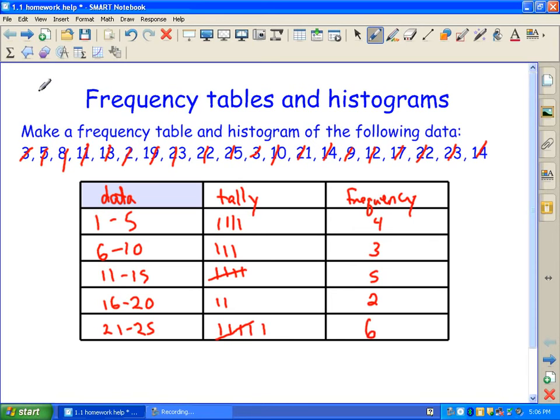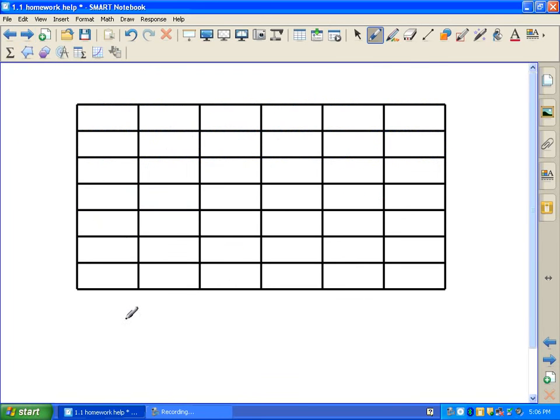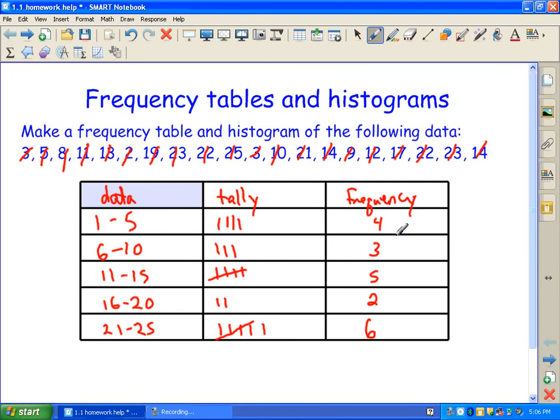Now, histograms look just like bar graphs, but they actually come from frequency tables. So on the bottom of my histogram, instead of having categories, what I have down here are my intervals. So this would be 1 to 5. This would be 6 to 10, 11 to 15, 16 through 20, and 21 to 25. Up the side, what I'm graphing on there is the frequencies.